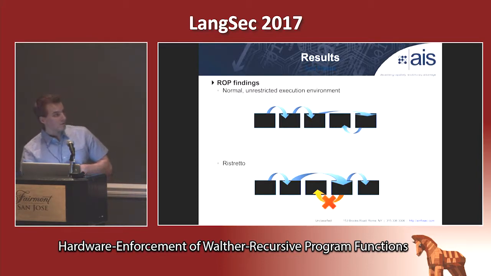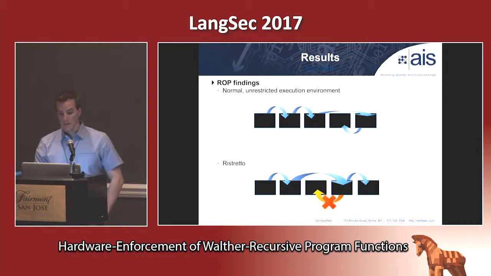So in a normal environment, you can jump all over the place in your code from any addresses you want, from lower to higher, higher to lower. So in the above example, you're going from one to the next, and then skipping one and going to the last one, going back. Whereas in Ristretto, you can only go forward. Whereas you can skip certain gadgets. If you try to go back, you'll get told off by Intel PT.